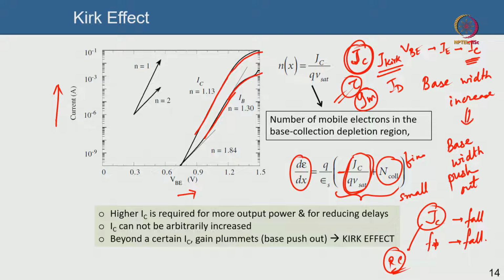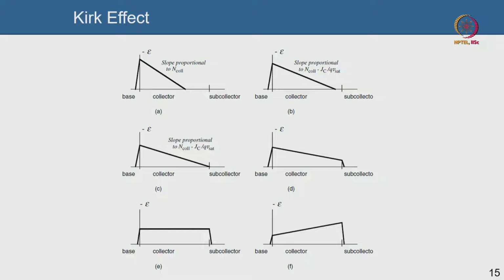So, now I will talk about a different situation: when your collector current is being increased, your slope of the electric field is decreased. So, how does it look like? Initially, it will look like something like this picture, where, forgetting the base depletion, the base is very narrow. There is a peak electric field here at the base collector depletion, as we all know, and the electric field looks triangular, which we all know from basic semiconductor physics.